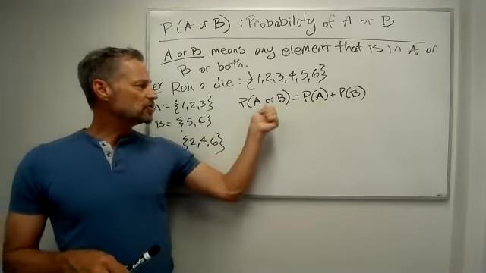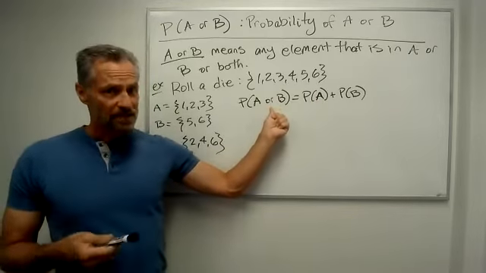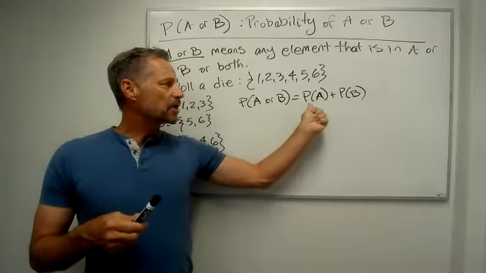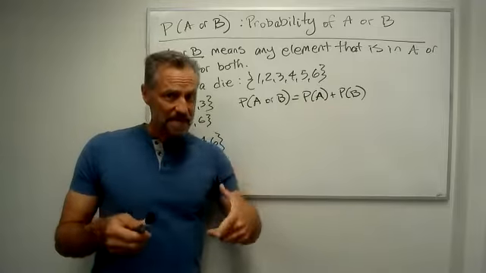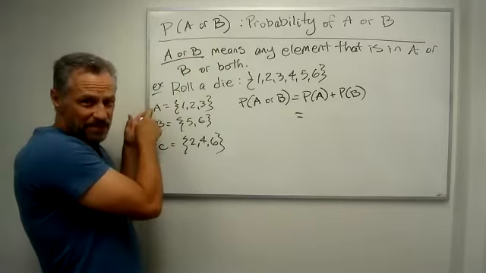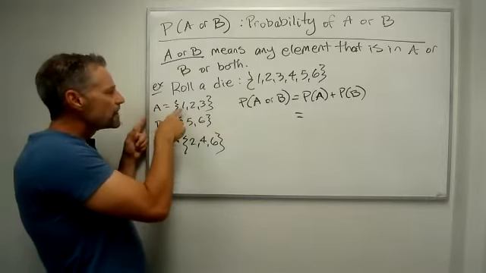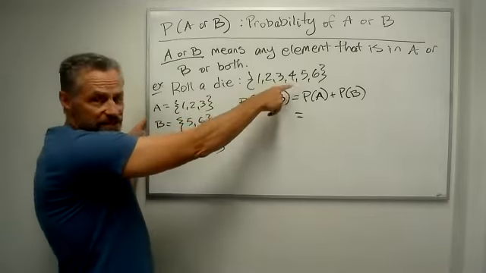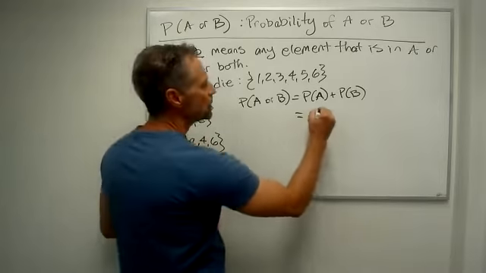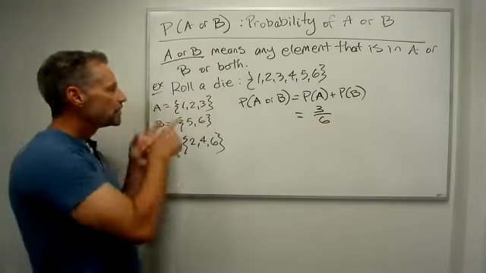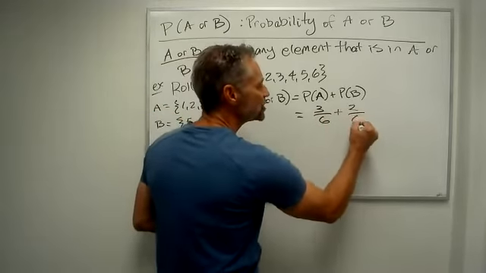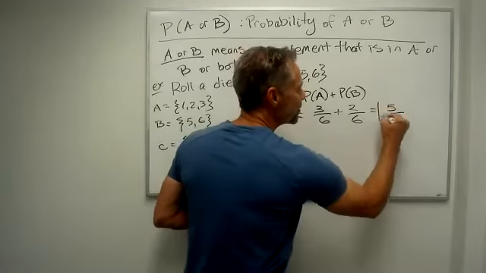Well, what we can do is or usually turns into plus. We call it the addition rule. So the probability of A or B is the probability of A plus the probability of B. In this case, there are 3 numbers here out of the 6. So the probability of rolling a 1, 2, or 3 is 3 out of 6. Remember the F over N rule. The probability of rolling a B is 2 out of 6. We just add those together and get 5 out of 6. And that's our answer.